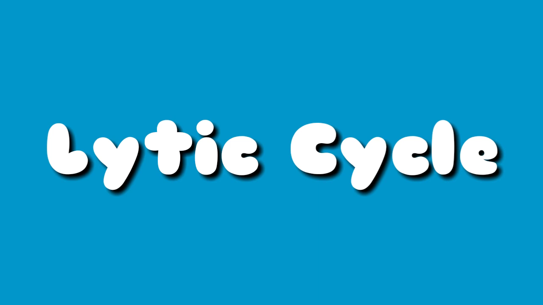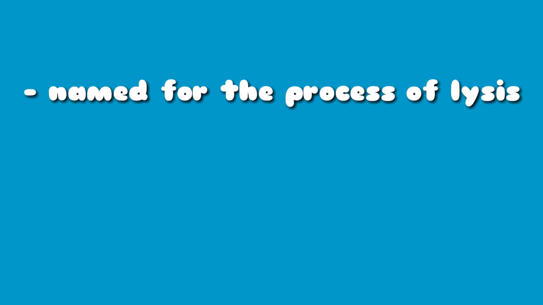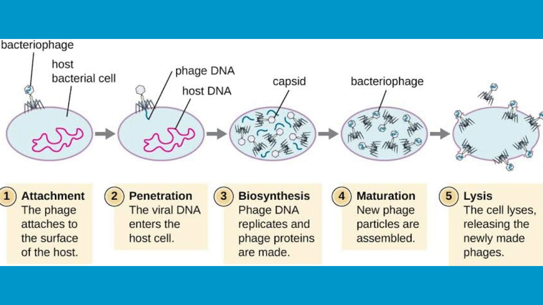So now we're gonna go to the process of bacteriophages. The first process of the bacteriophages is the lytic cycle. The lytic cycle is named for the process of lysis, which occurs when a virus has infected a cell, replicated new virus particles, and bursts through the cell membrane. This releases the new virions or virus complexes, so they can infect more cells. The lytic cycle involves 5 different stages: the attachment stage, the penetration stage, the biosynthesis stage, the maturation stage, and the lysis stage. All of these stages are going to be explained further by Vaughn.